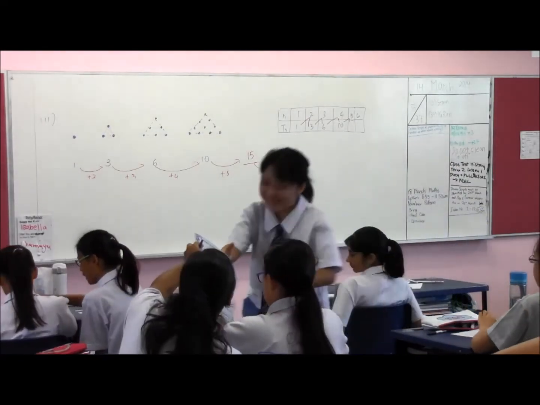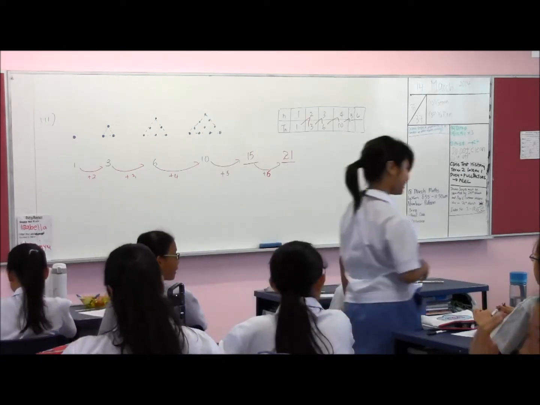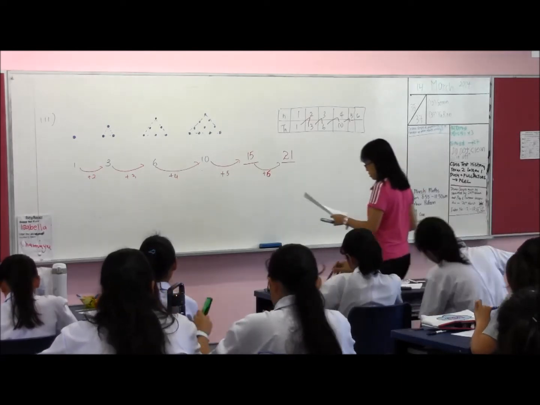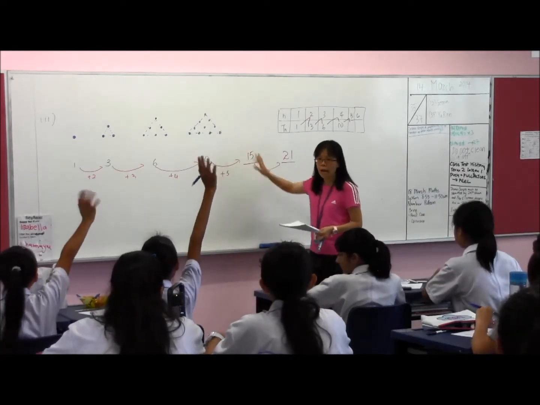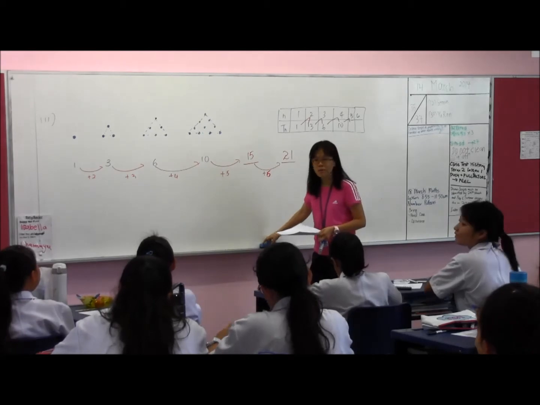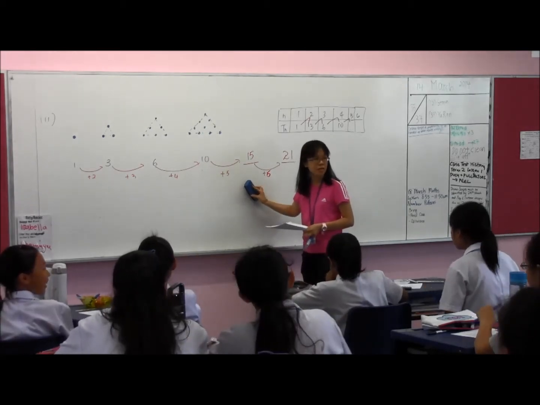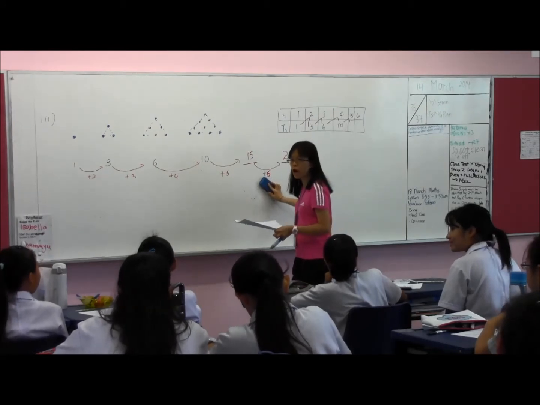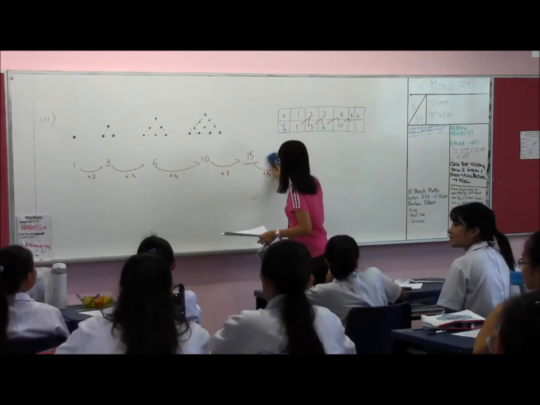Okay, the last one is Fibonacci numbers. What is Fibonacci? There is also a way. Somebody wants to explain. Regina wants to explain. Regina or Anna? No, Regina.